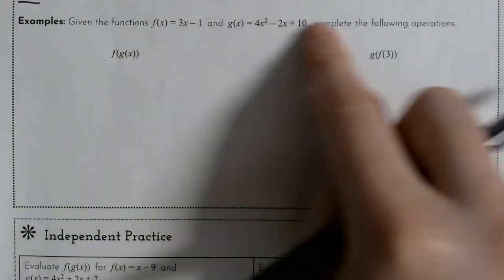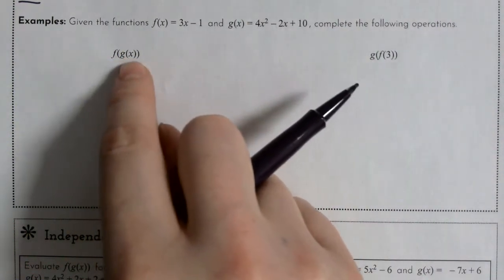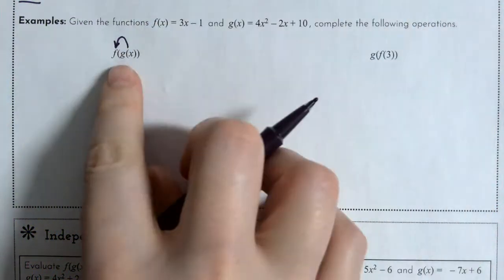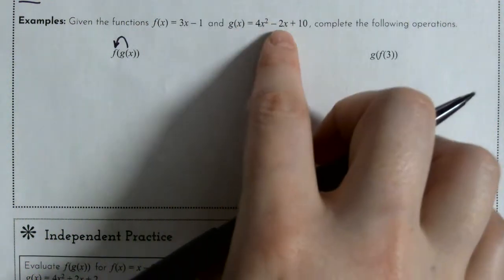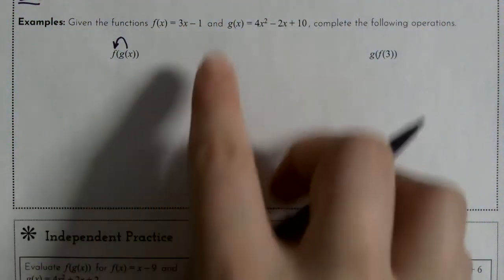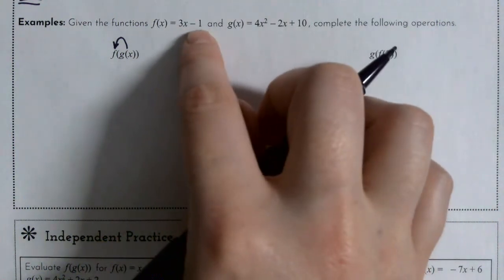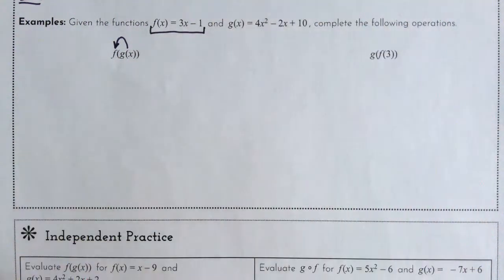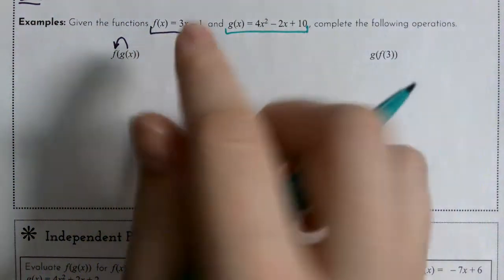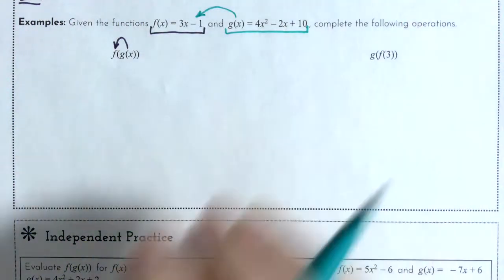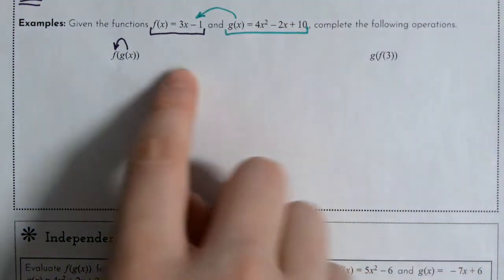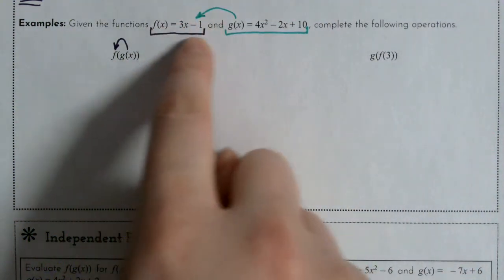This says, given these functions, complete the following operations. The first one is f of g of x. So this means I'm going to take g and plug it into f. Sometimes I do that little arrow so I can see that I'm going to take g and plug it into f. So you start writing f. I'm going to color code this so you can see it. This one is going to be purple and this one's going to be blue. I'm taking my g and plugging it into f. So you're basically taking this entire equation and plugging it in wherever you see an x in the other equation.